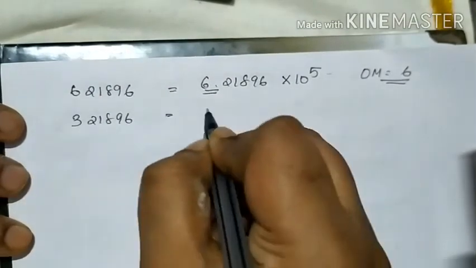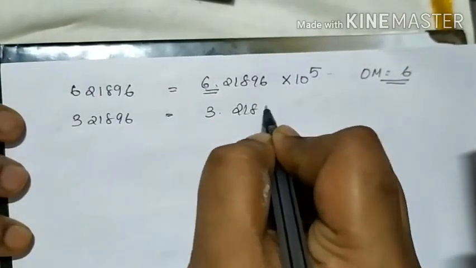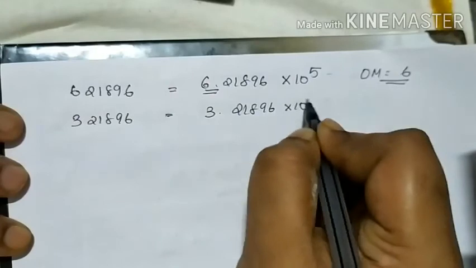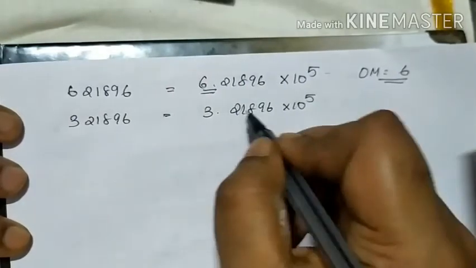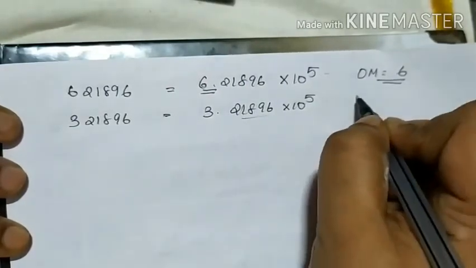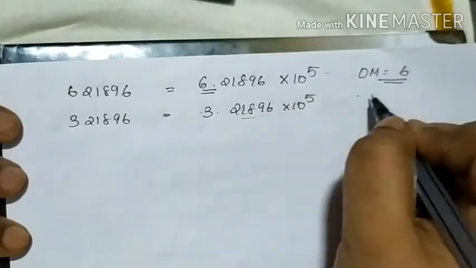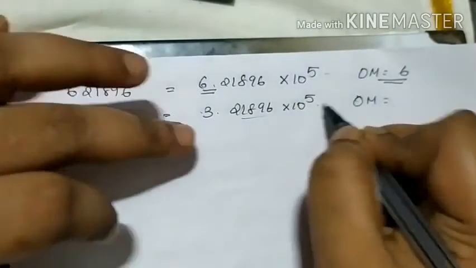3.21896 into 10 to the power 5. Again 5 places, right? But 3 is less than 5, so the order of magnitude is as it is, this is 5.